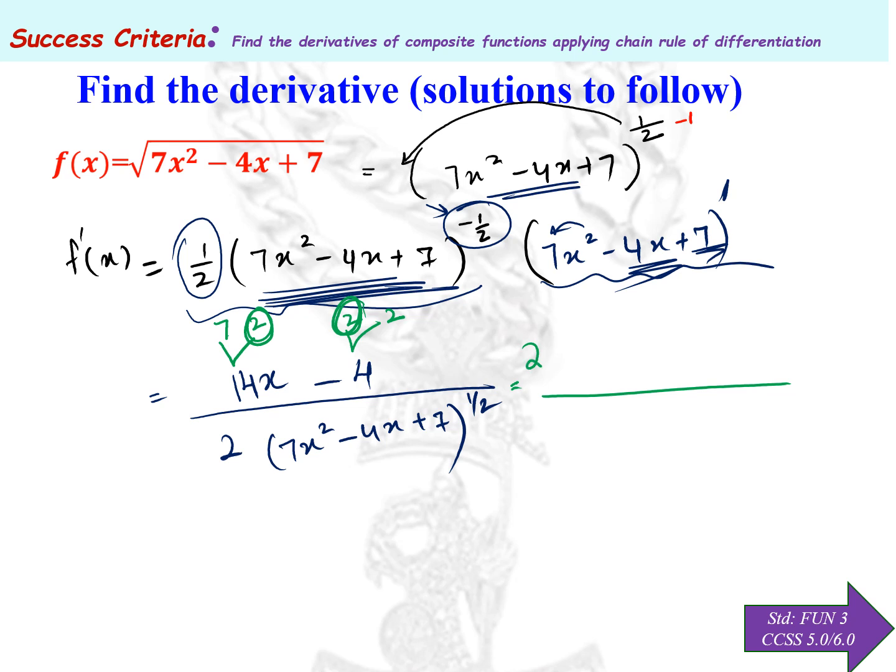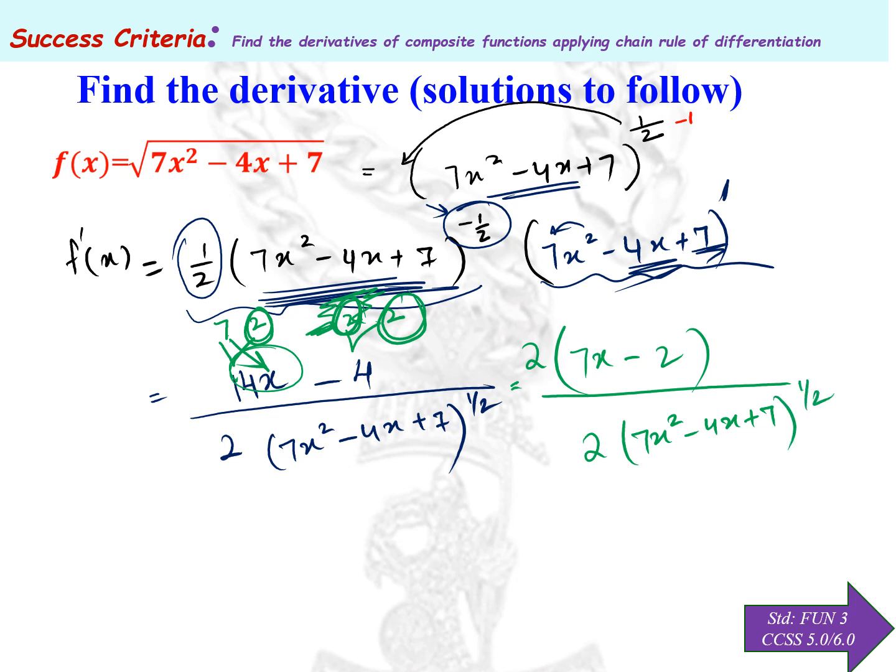So if I take the 2 common, what is left from this 14x? It's 7x only, minus 2, since the 2 is outside, so only this 2 is left. Why did I do this? This is an interesting question. What is the benefit of taking the 2 common? This 2 will be cancelled with this 2, and this is your final answer. So either write it as a power half in the denominator, or convert it into a square root. It's up to you.